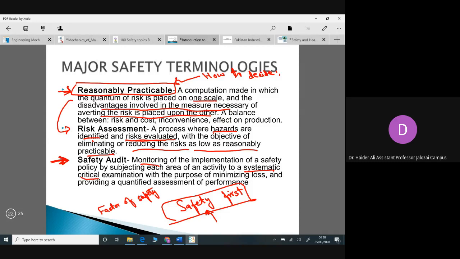Maybe you have fully implemented the safety policy, but you still have chances or risk of hazards or incidents, or the severity of the risk is very high. So what does that mean?